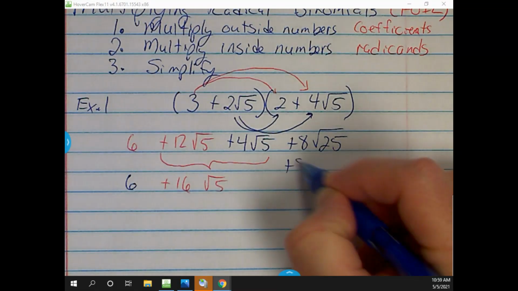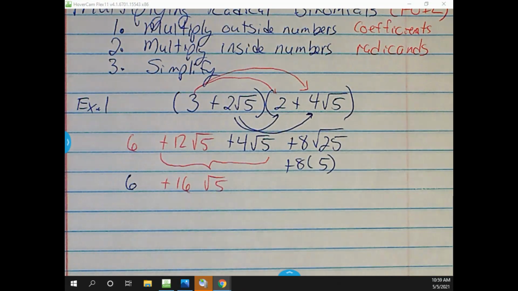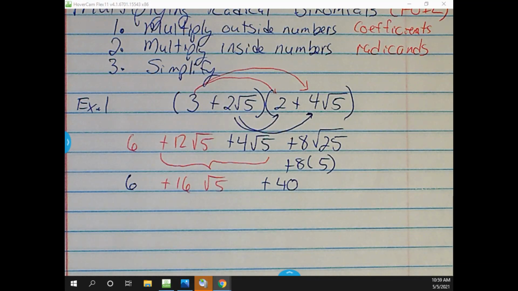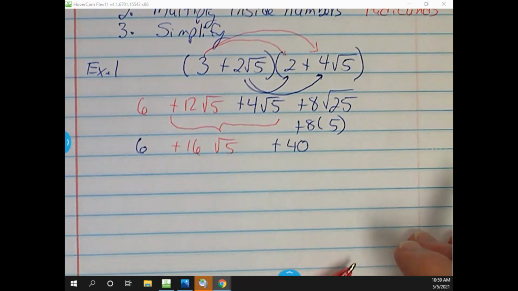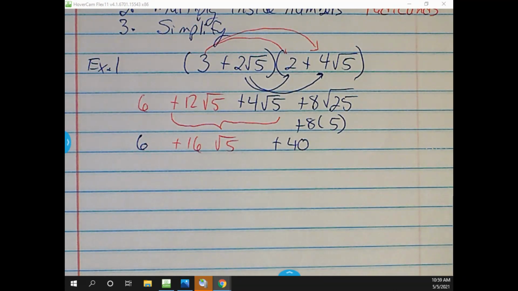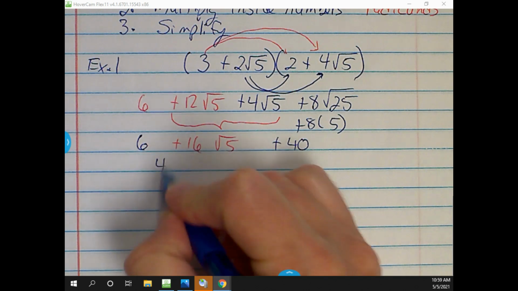Square root of 25 is 8. Sorry, it's 5. And then 8 times 5 means that would be 40. And then one last step, once we've done those parts, you've got 40 plus 6. So just add those two together to get 46.